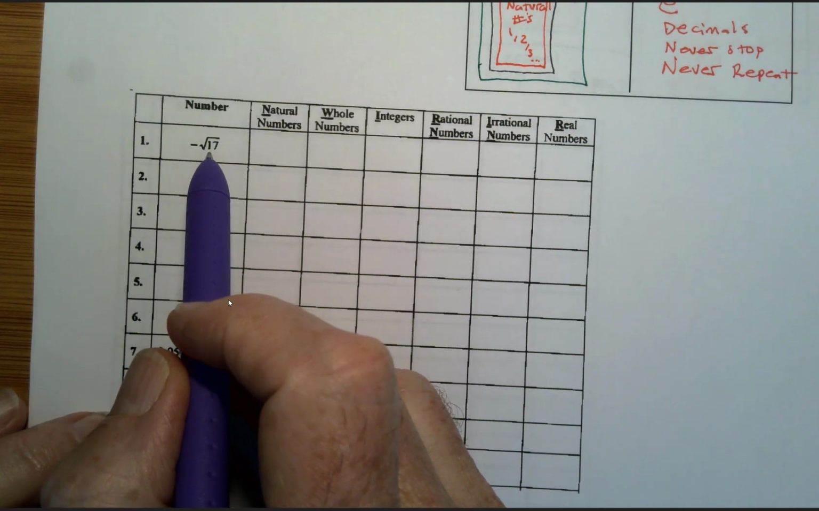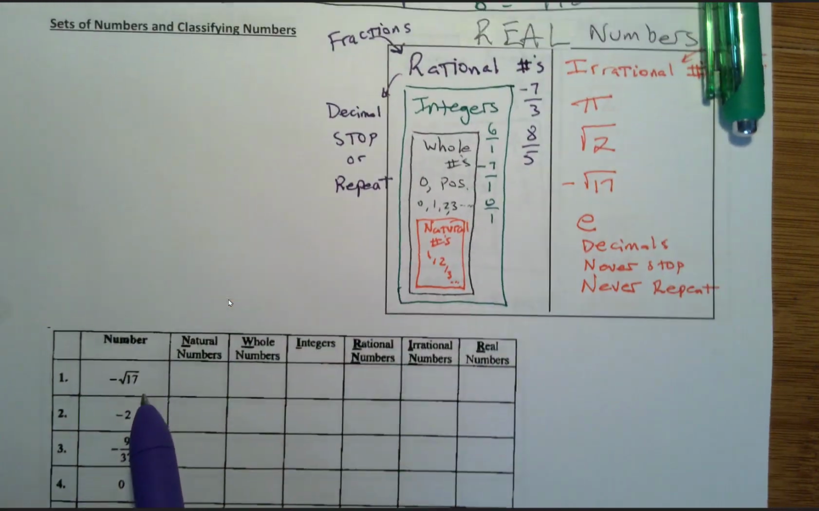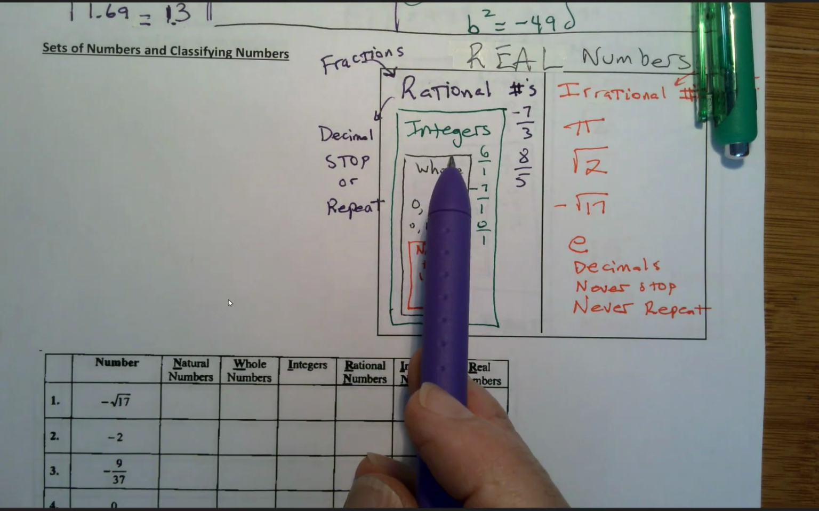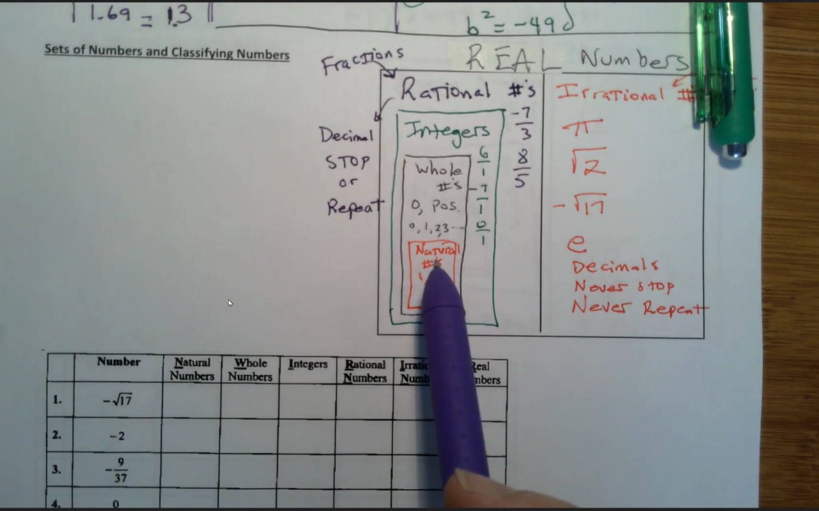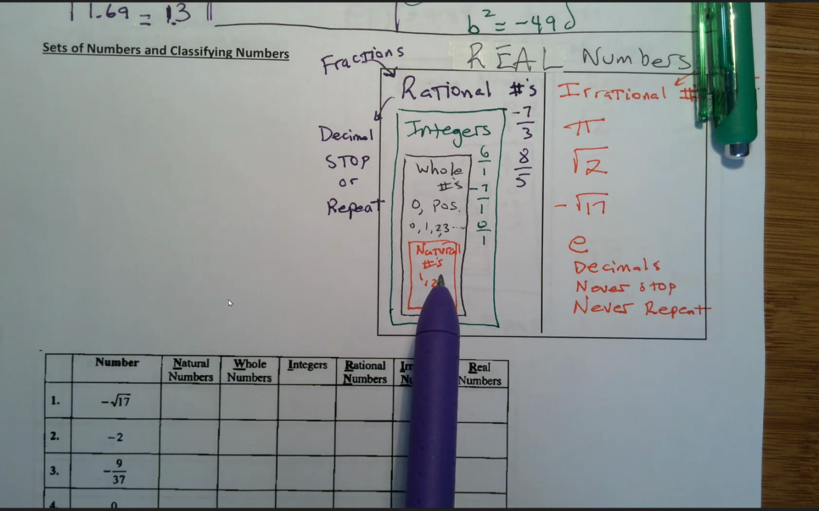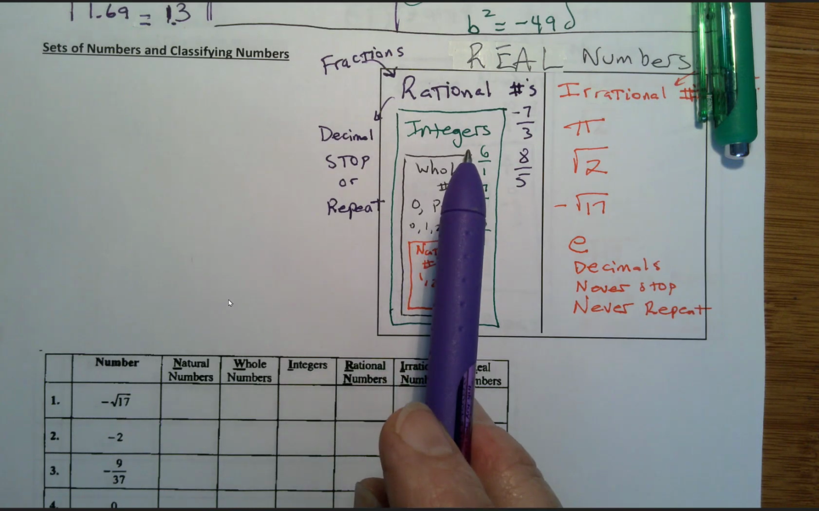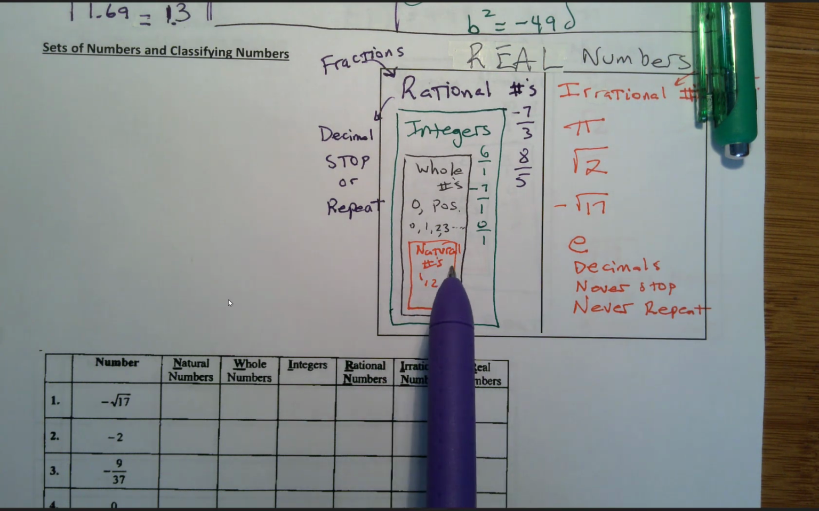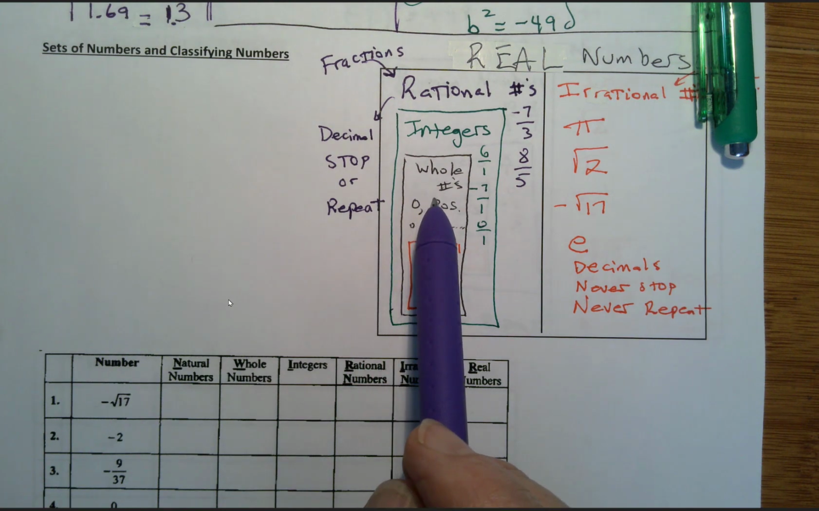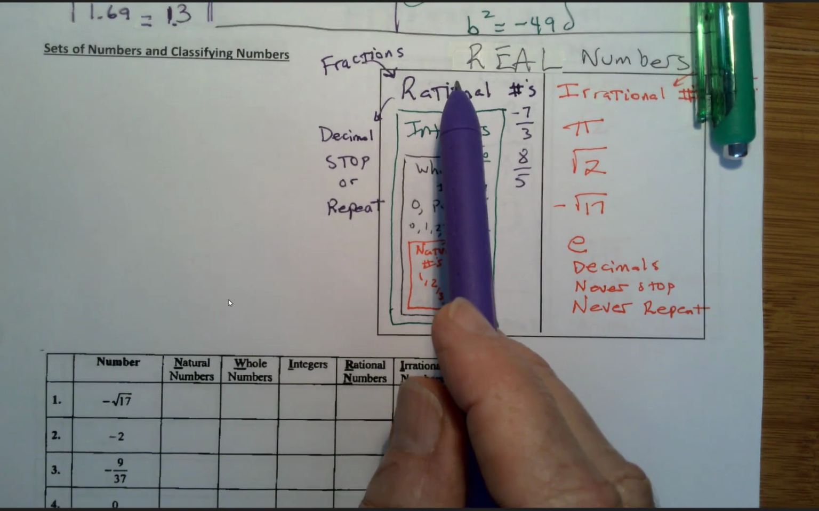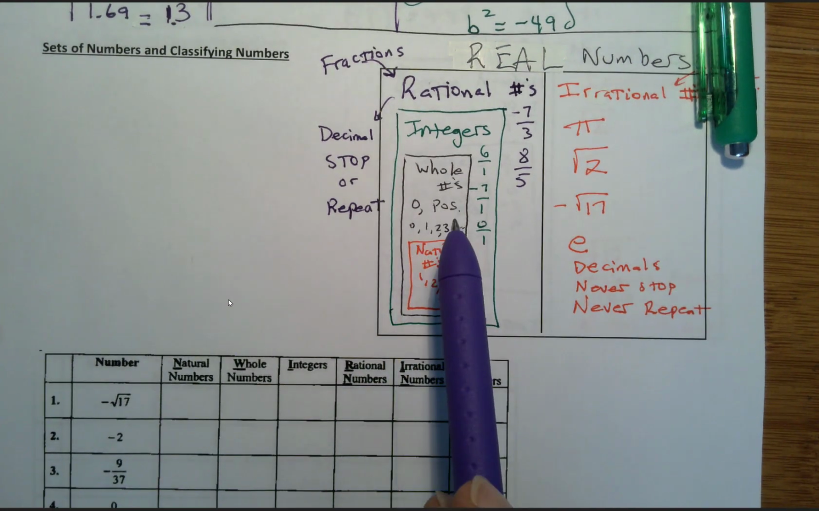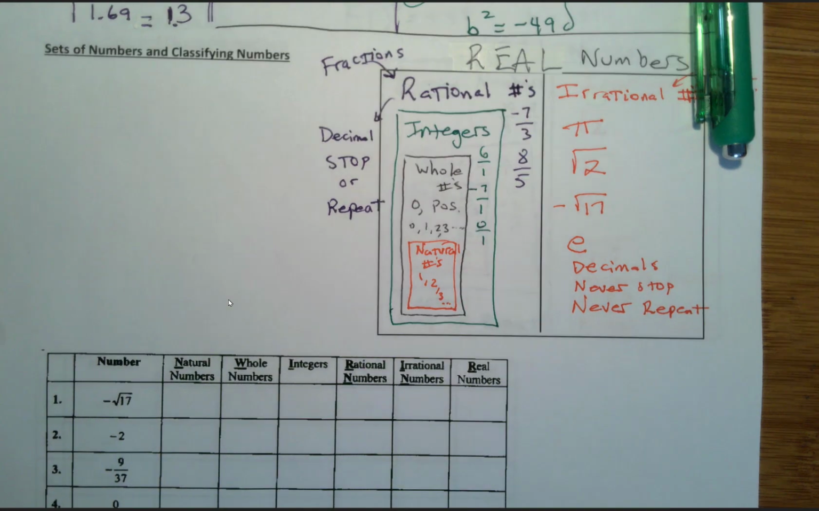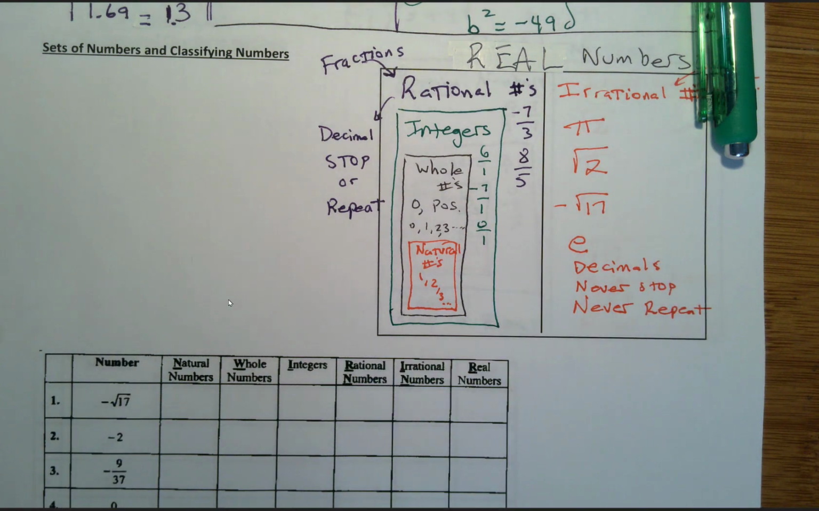Negative square root of 17. What kind of number is it? Is it a natural number? Is it a whole number? Is it an integer? Is it a rational number? Is it irrational? Now, if it's a natural number, it's like a poodle. A poodle is in a category of dogs, which is in a category of pets, which are mammals. So if anything's a natural number, it's also a whole number, it's also an integer, it's also a rational number. But irrational numbers are classed by themselves.